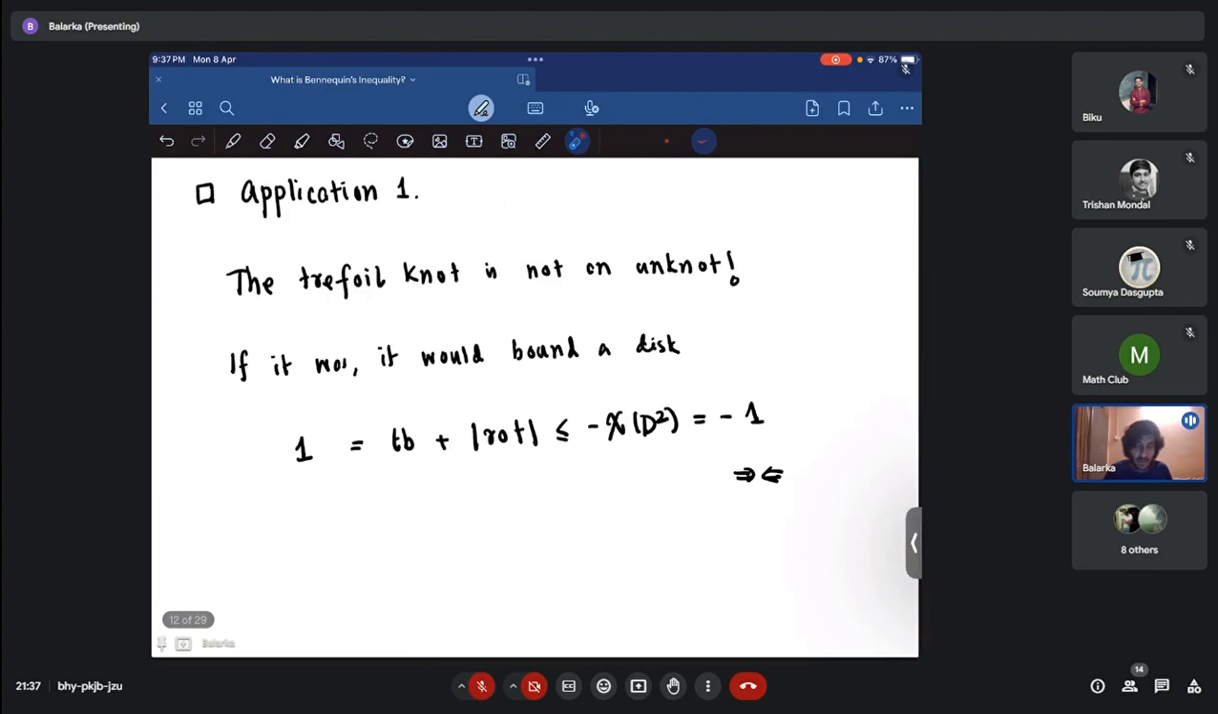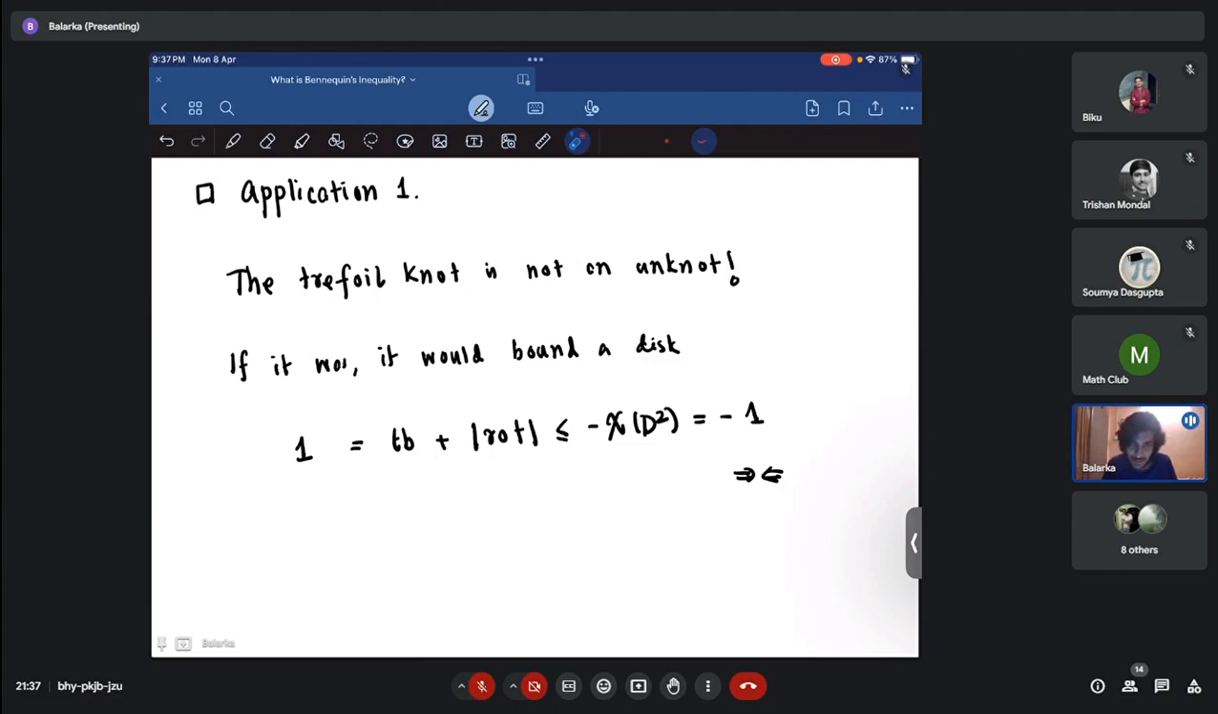So now I go back to application 1. It's a simple application. The trefoil knot is not an unknot. This is a purely topological theorem, right? The trefoil knot is not an unknot. I claim that it follows from contact topology. By doing this extremely complicated plane field business, you can derive a topological result.